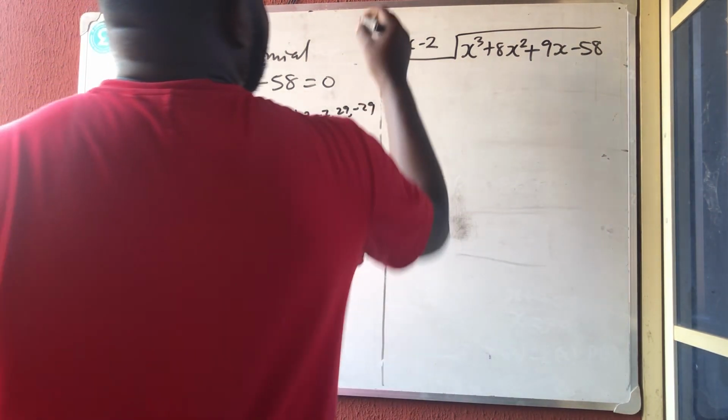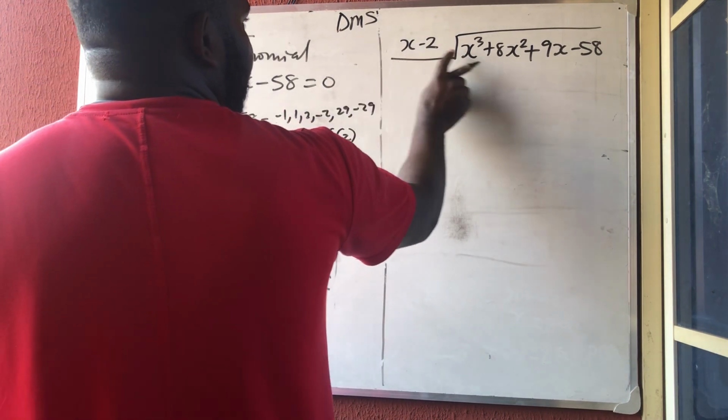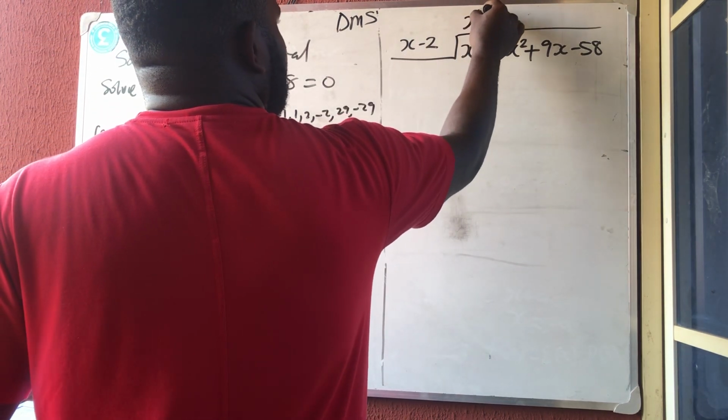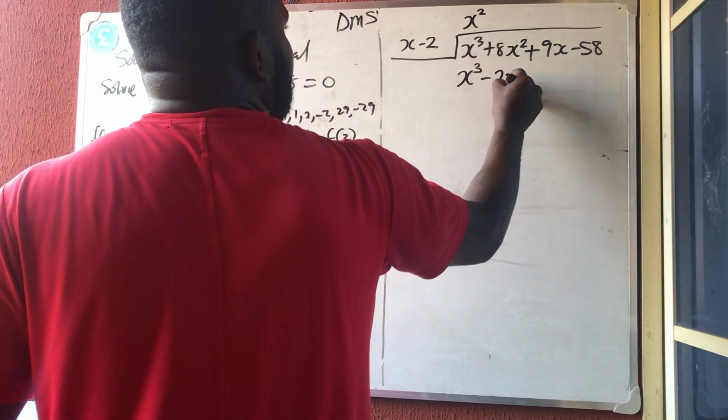So let's do it again. I told you it's DMS, division first. The first term divided by the first term, I have x squared. This time I'm having x cubed. This time I'm having minus 2x squared.